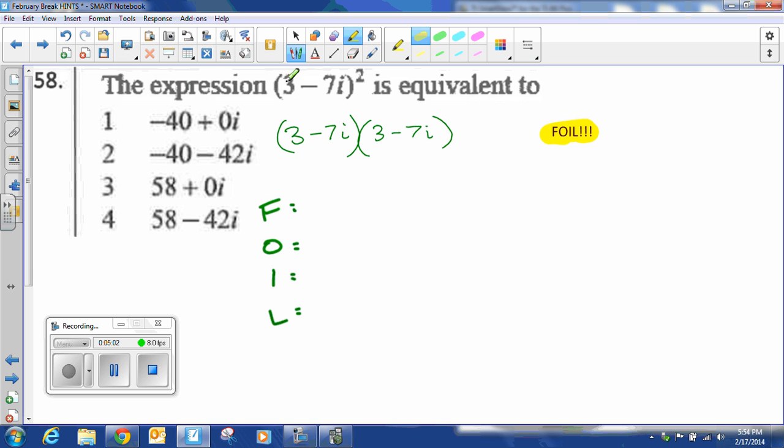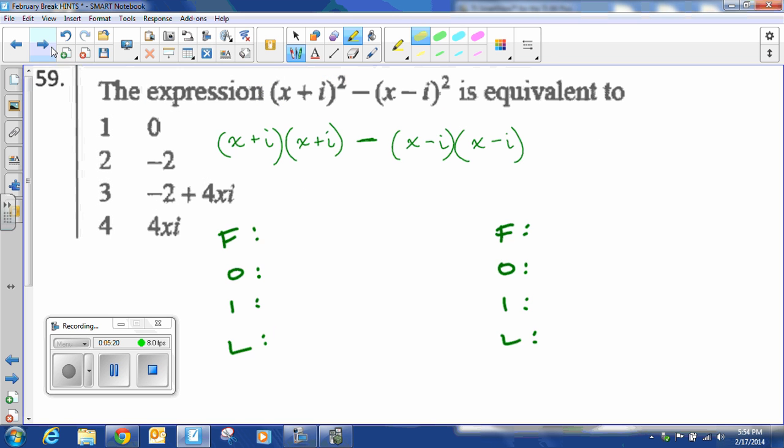Number 58, the expression 3 minus 7i squared is equivalent to what? Remember to FOIL. I always want to emphasize when you see a binomial squared, just write it out twice. It takes an extra second to write it out twice, but you will not forget to FOIL. Number 59, more foiling. We need to FOIL this here and this over here. So just remember to FOIL very carefully, following all your rules and all your powers of I.